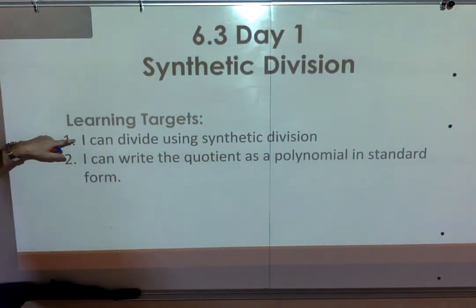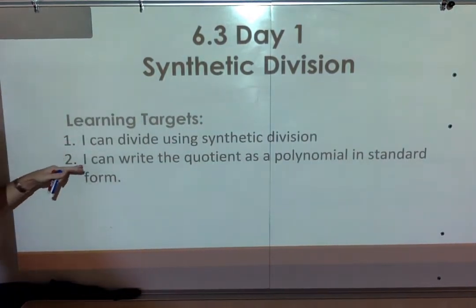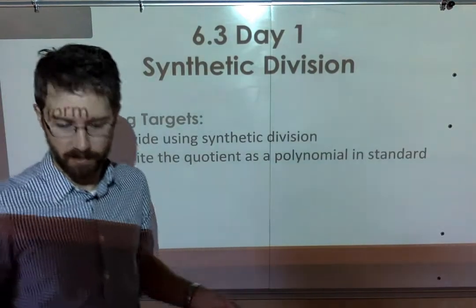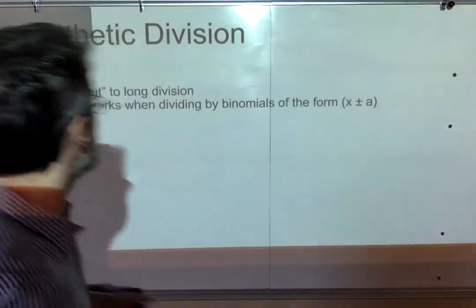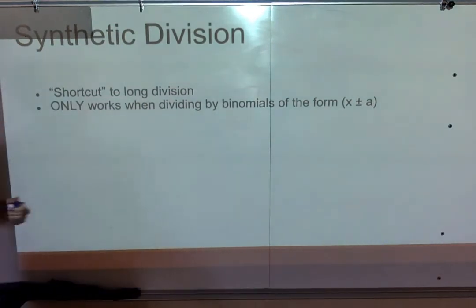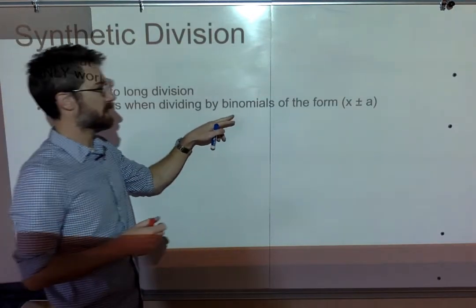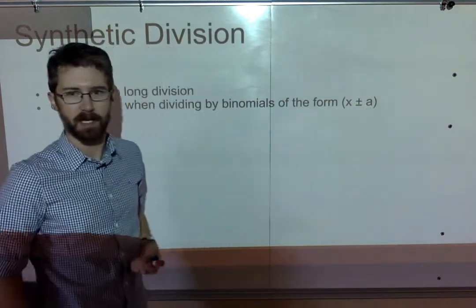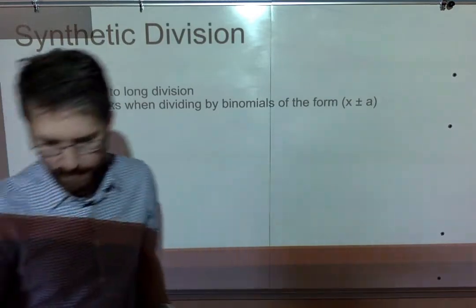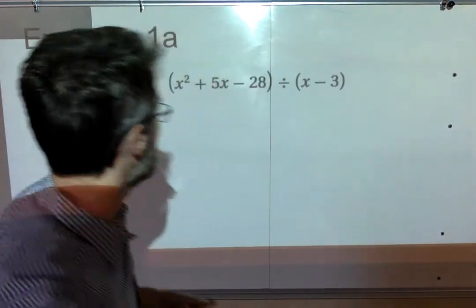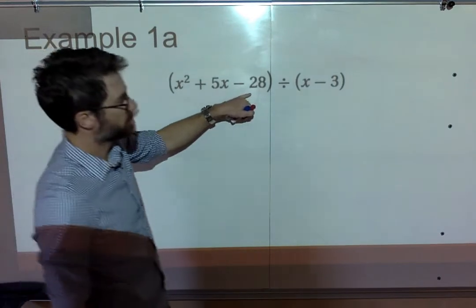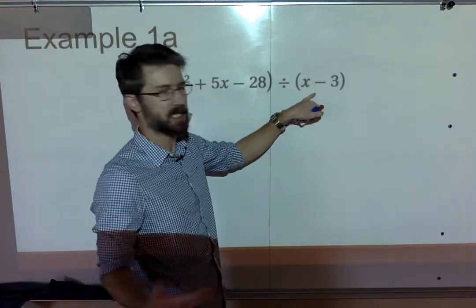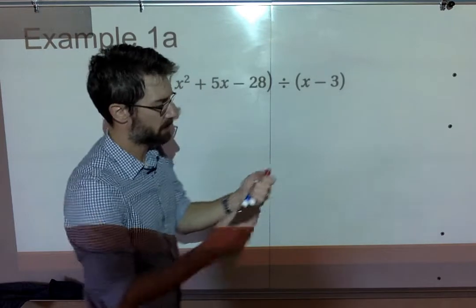All right, so we can divide through synthetic division as our first learning target, and then rewriting the quotient in standard form. So here we go. So what is synthetic division? It's a shortcut to long division. We'll cover long division in tomorrow's lesson, but this is a special case. It only works when we're dividing by binomials of the form x plus or minus a. So x plus or minus a particular number, just one number. So what that looks like is this. I've got a polynomial, and I'm dividing by this fairly simple binomial, just x minus 3.